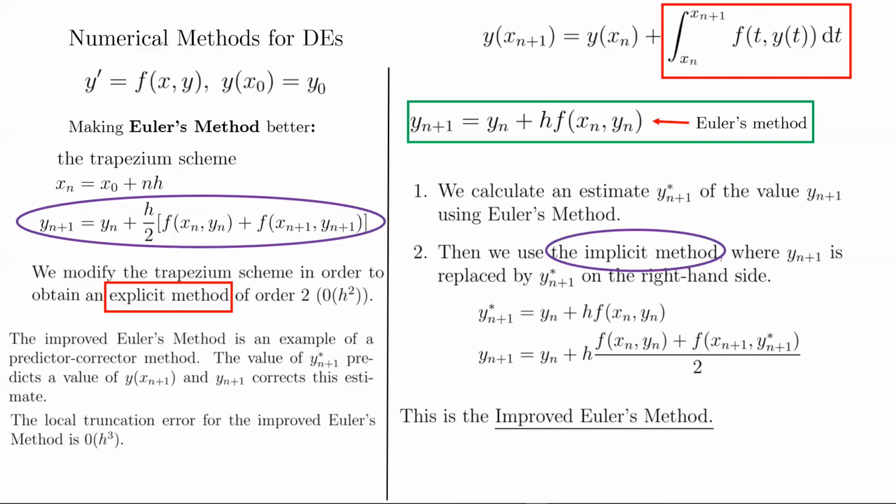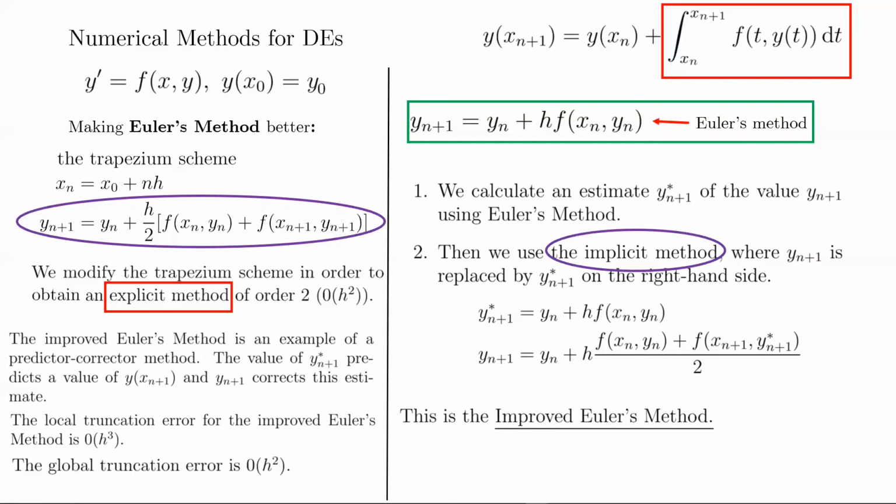So the local truncation error for this improved Euler's method is order h cubed, right? So if I halve my step size h, I get that half to the power of 3. So I get an 8 times improvement in the error, which is pretty good compared to Euler's method.